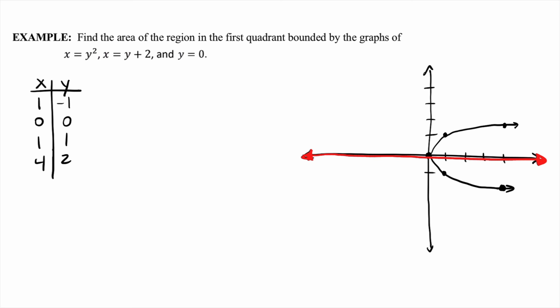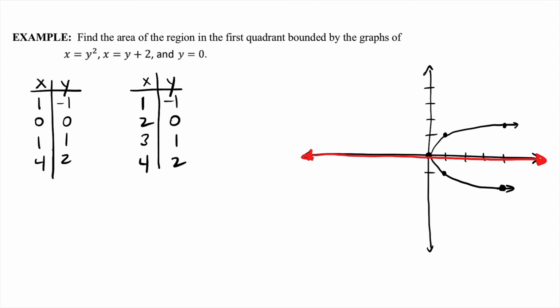Okay, there's that. So now last one, x equals y plus 2. We're going to do the same thing that we did for x equals y squared. I'm going to plug in the same numbers I plugged in earlier, -1, 0, 1, 2, and see what happens. If I plug in -1, I get 1. If I plug in 0, I get 2. Plug in 1, I get 3.